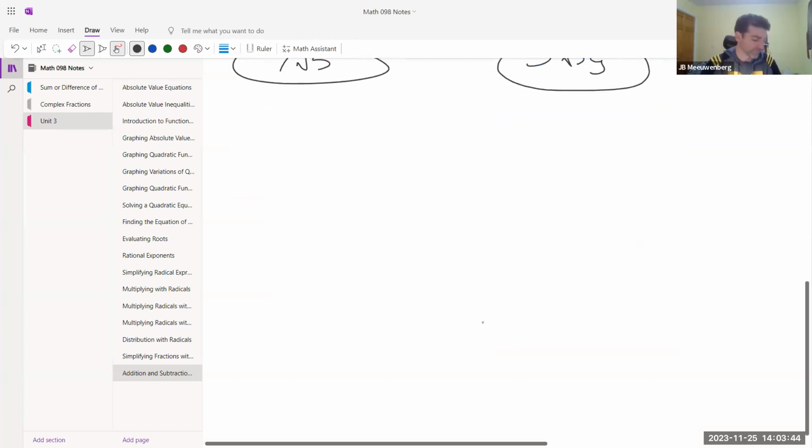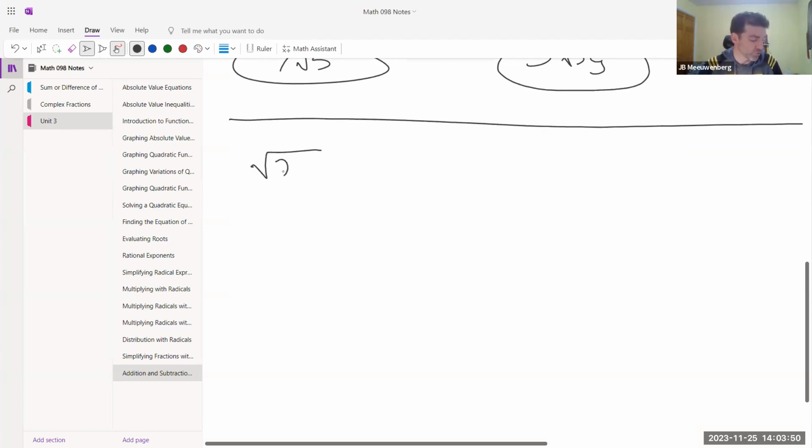Last one. Again, try this on your own. The square root of 27x to the 5th, that's all under that radical, plus 7x times the square root of 48x to the 3rd, right? This one's a bit more challenging. See if you can do this on your own. Simplify these as much as possible first.